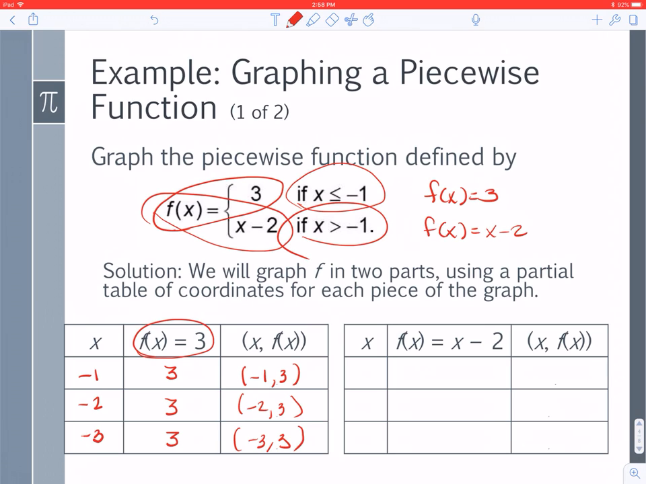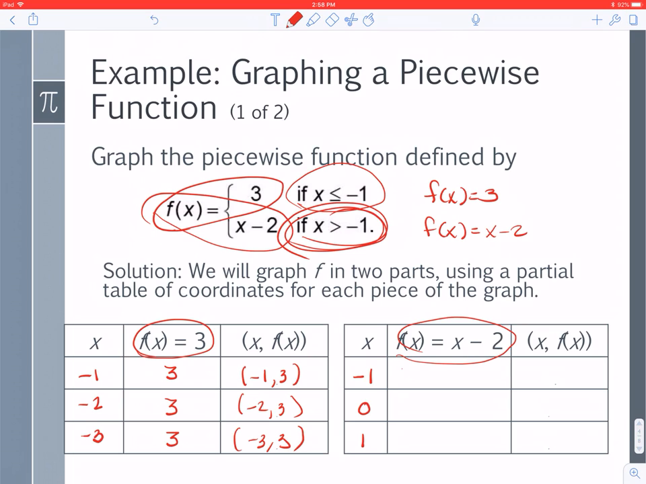All right, now let's look at the second piece, the second part of this function. We're going to evaluate f of x equals x minus 2. Now I need to evaluate this for values of my input x greater than -1. However, I am going to plot the point x equals -1, and I'll show you why in a second. So I'm going to pick 3 points starting at -1. I'm going to go to 0, and I'm going to go to 1. Again, -1 is not contained in the interval x is greater than -1. But I need to plot that point to know what the graph looks like at that point.